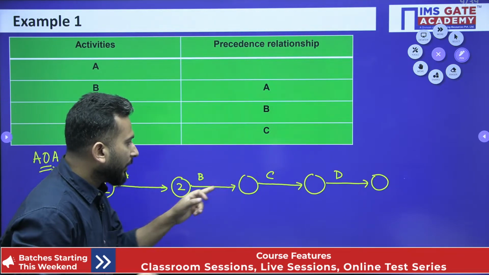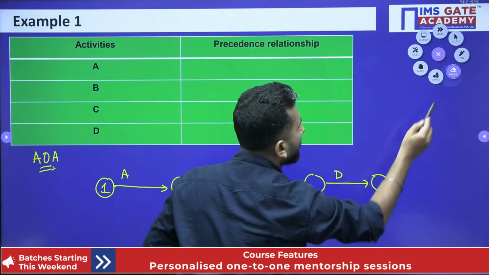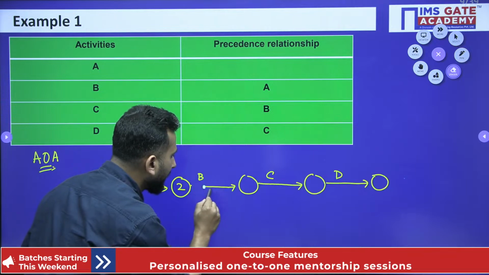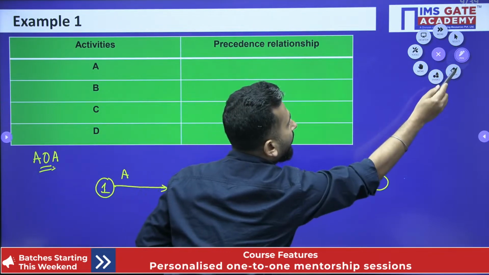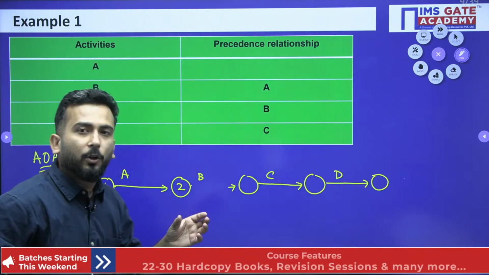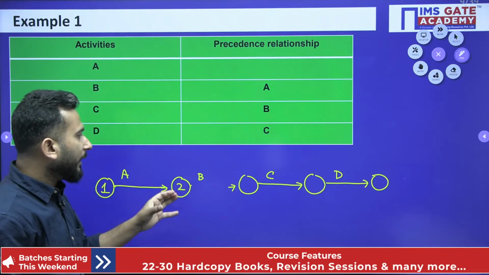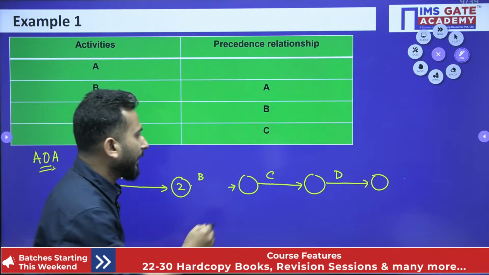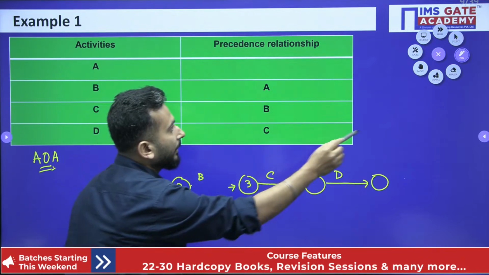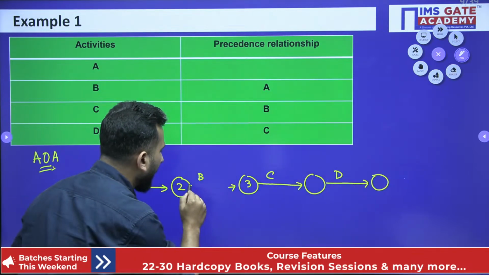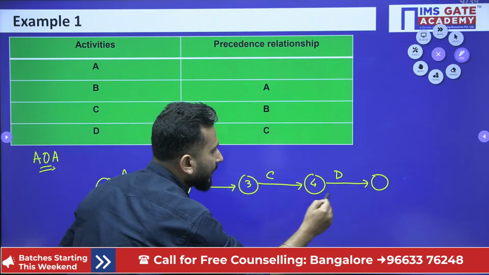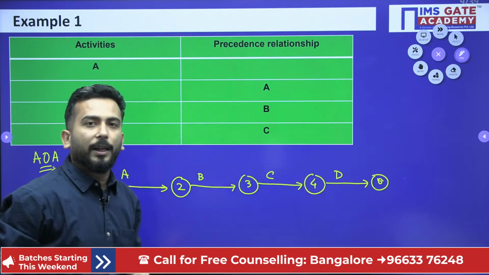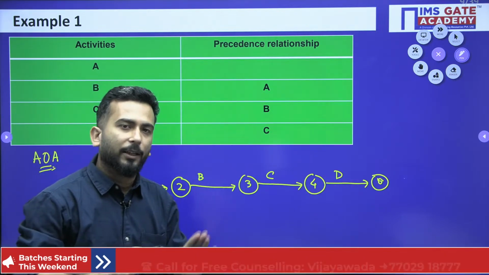Second step is what? You have to delete this. Why? Because Fulkerson's rule says that you can only number that event which is having no incoming arrow. I have numbered this, and I am completing it. Similarly, you can number this 4. Similarly, you can number this 5. This completes our numbering. I know this is a very simple one.